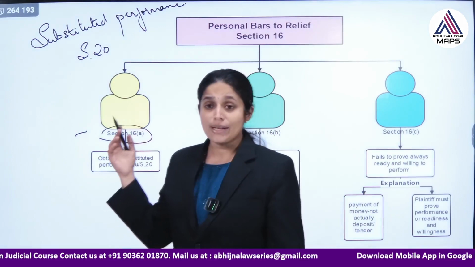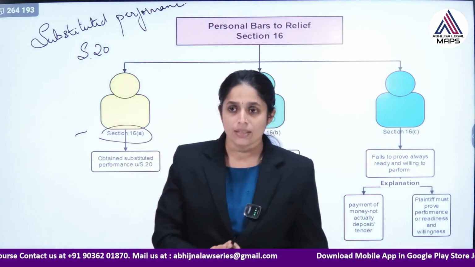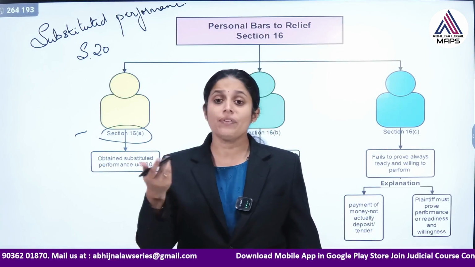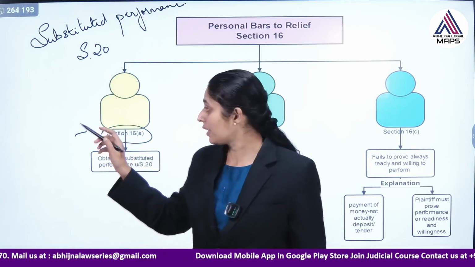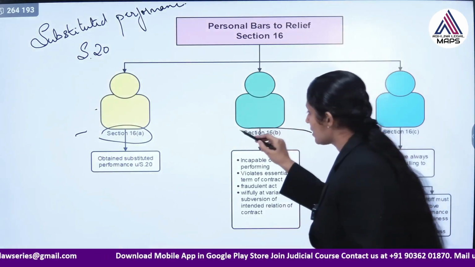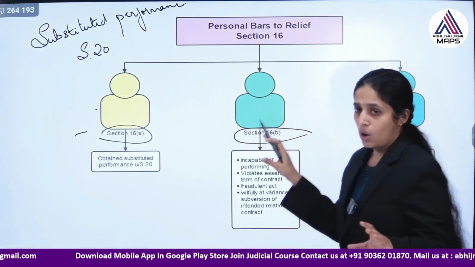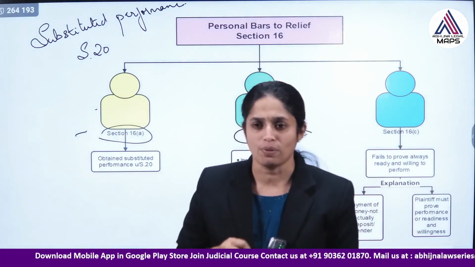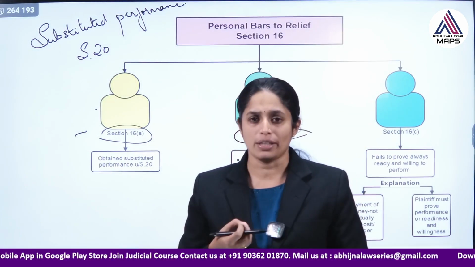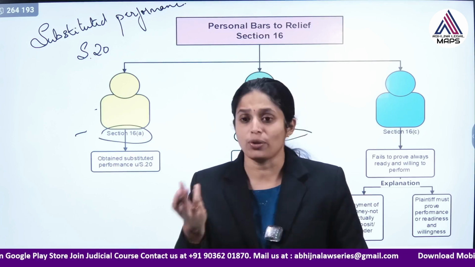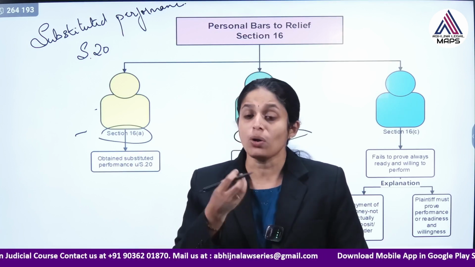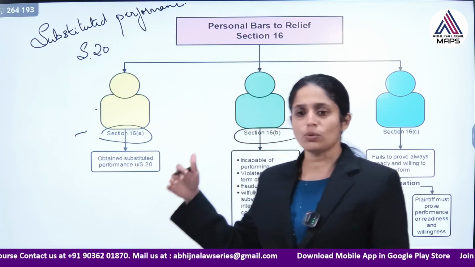Whoever has obtained substituted performance cannot again obtain specific performance. That is one restriction here as per Section 16A. Section 16B says that if a person is at fault, if he cannot perform a term of the contract, maybe genuinely or fraudulently, he cannot seek specific performance. So, who are those persons?